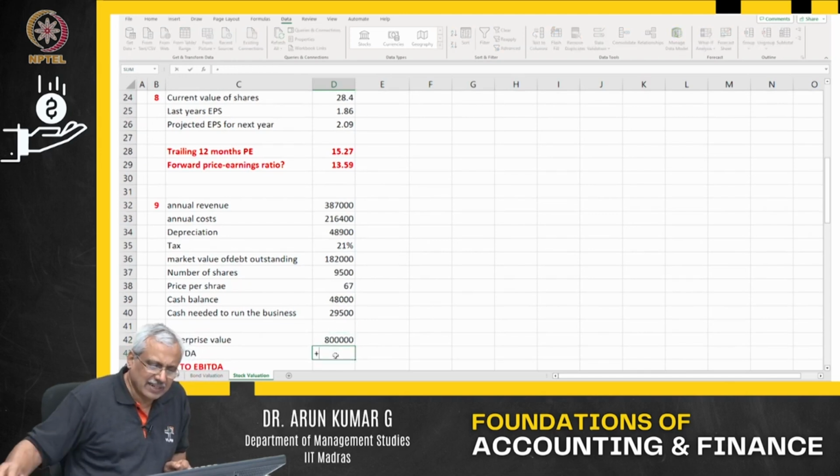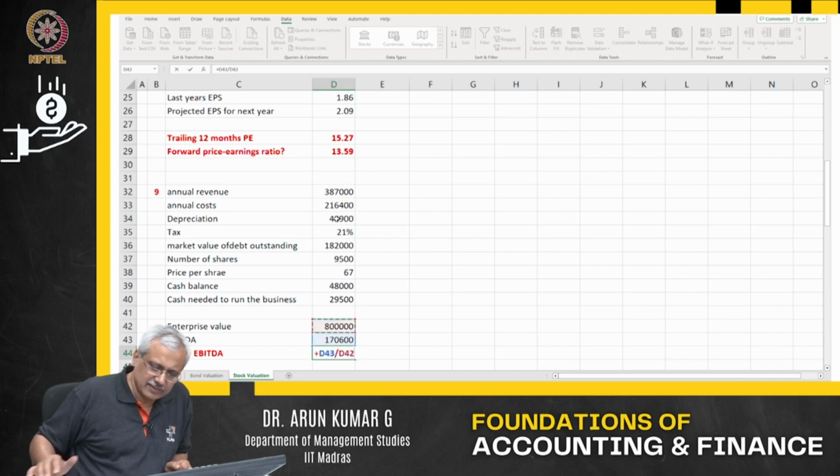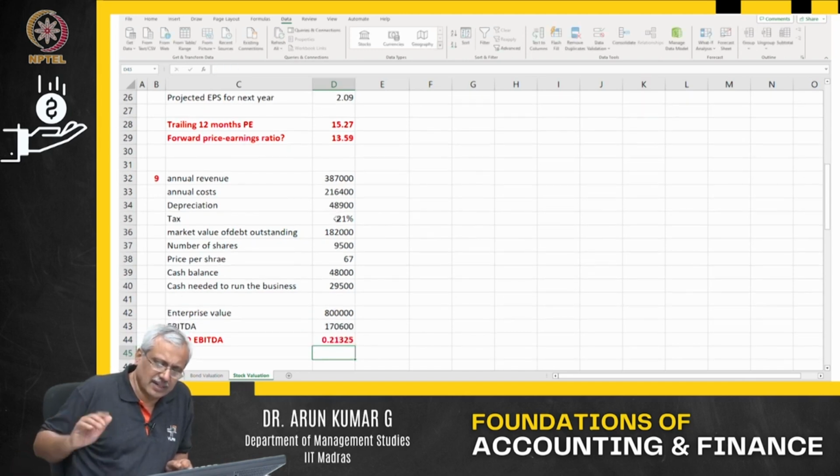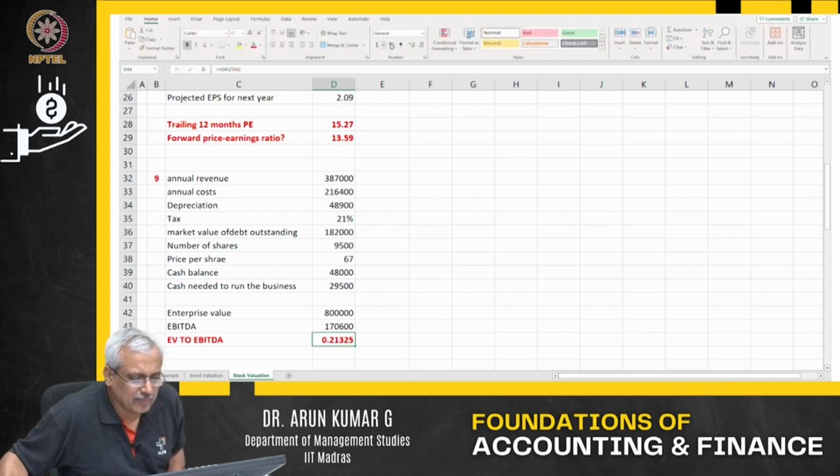What is EBITDA? Very clear. My revenue is given minus my cost, which is also given. This is the EBITDA. What is EV to EBITDA? That's all. Express it in the form of a percentage. Yes, I can express it in the form of a percentage.